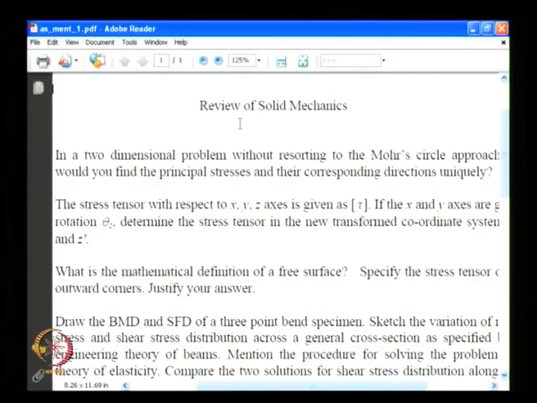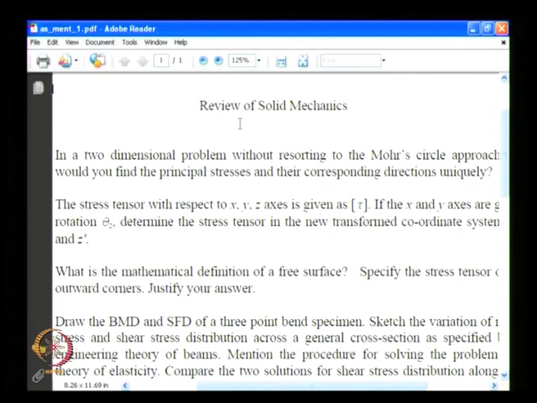Then what we will look at is, I have an interest to look at your review of solid mechanics. This was given as your first assignment, and my interest is to bring out one or two important aspects from this assignment.